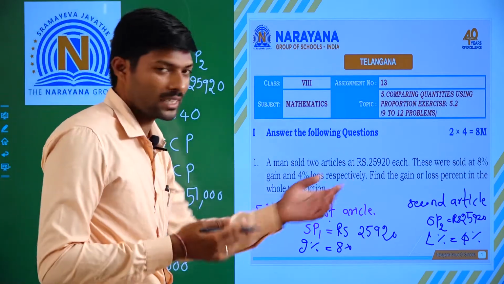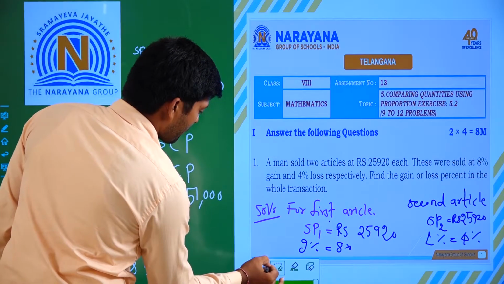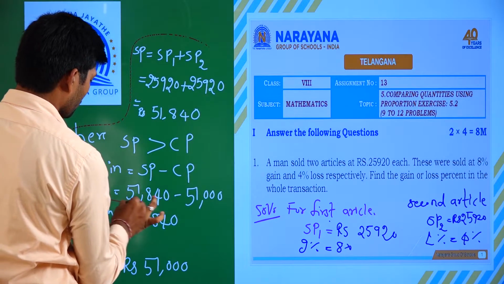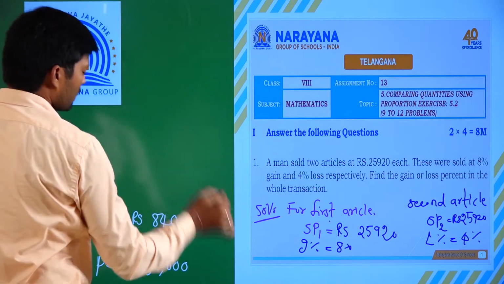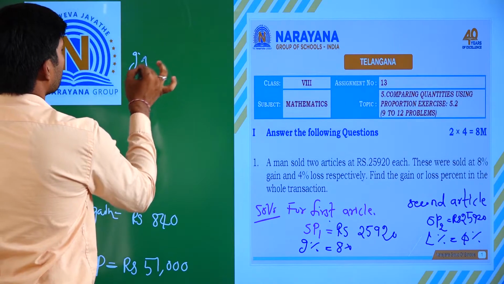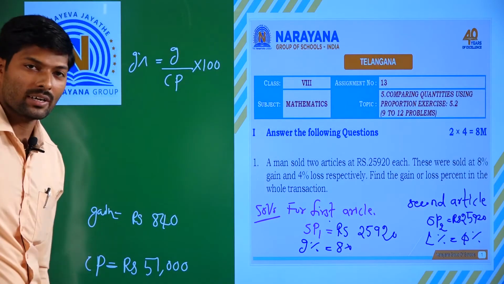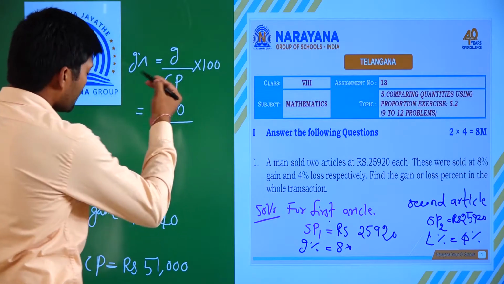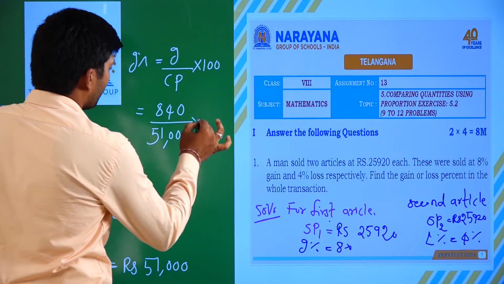Now he is asking for the gain percentage. So what is the relevant formula? Yes, we need to find the gain percentage. What is the gain percentage? Gain percentage is equal to gain upon cost price into 100. We know the gain is exactly 840, so it is 840 upon the cost price, that is 51,000, into 100.